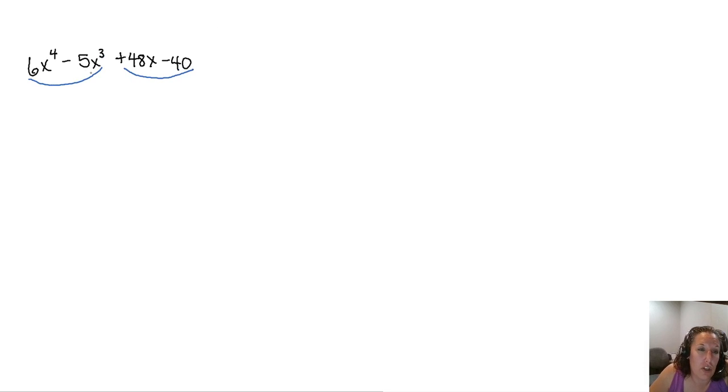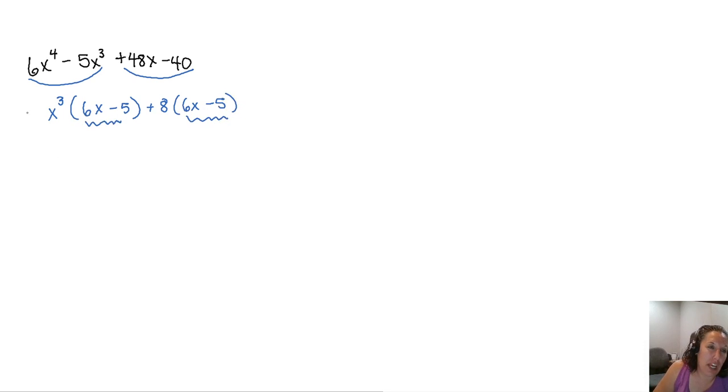And so let's group our first two together, factoring out the GCF. 6 and 5 have no common factors but x to the fourth and x cubed, we can pull out x cubed, and we're going to be left with 6x minus 5. Then 48x minus 40. Those have a GCF of 8, so let's factor out an 8, and we're going to be left with 48 divided by 8 is 6. We still got an x on the first term, and then 40 divided by 8 is 5, so minus 5. Again, to factor by grouping, these two have to be the same. If they're not the same, something's wrong.